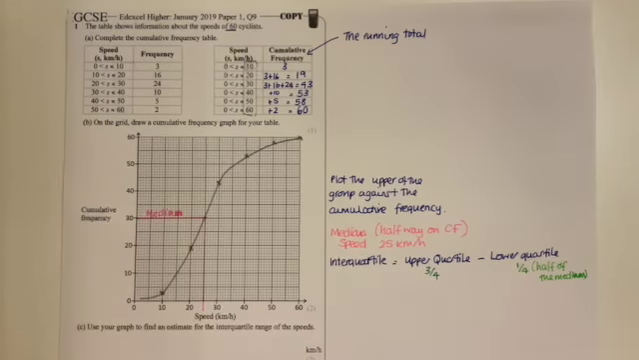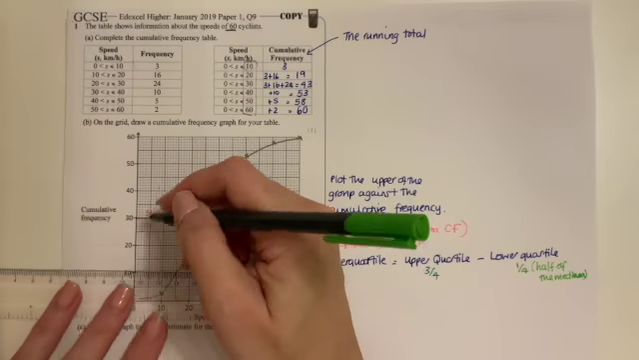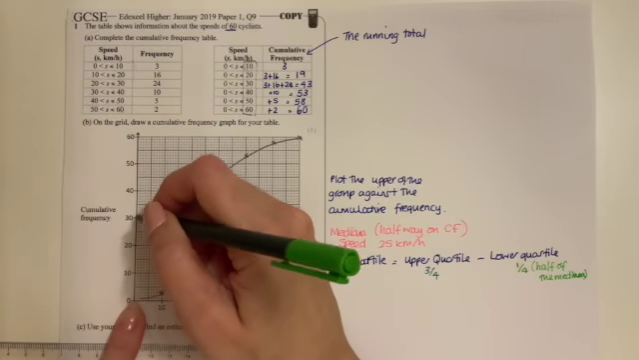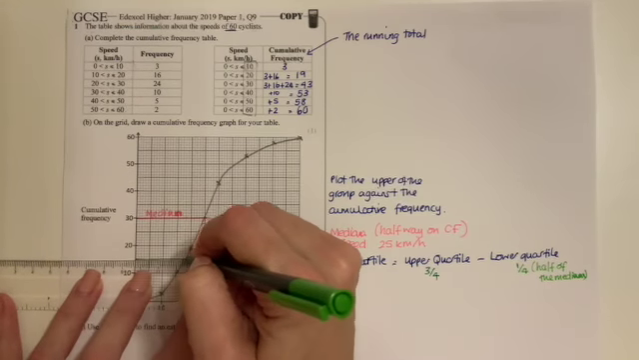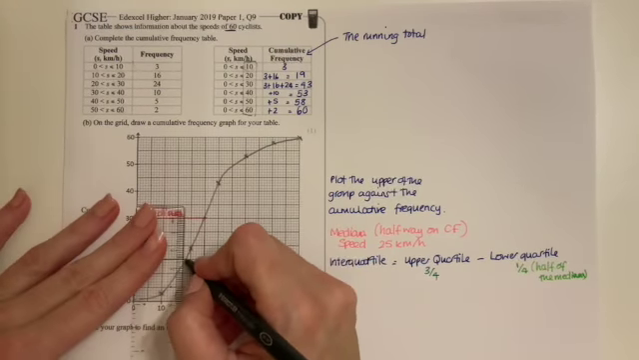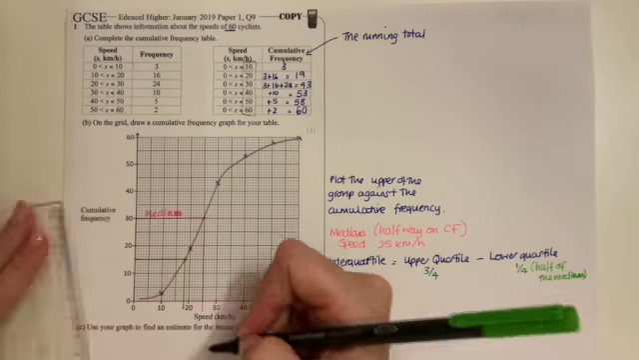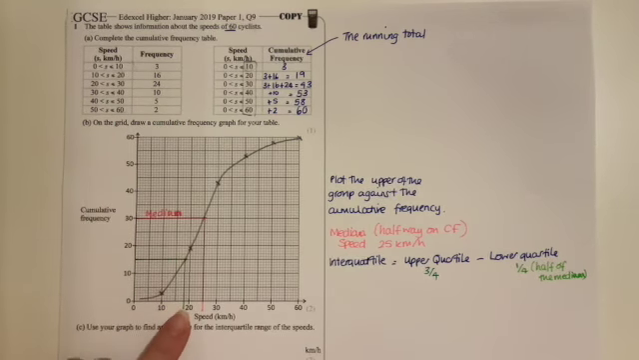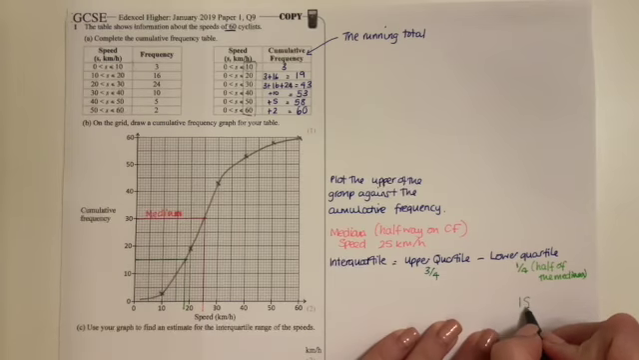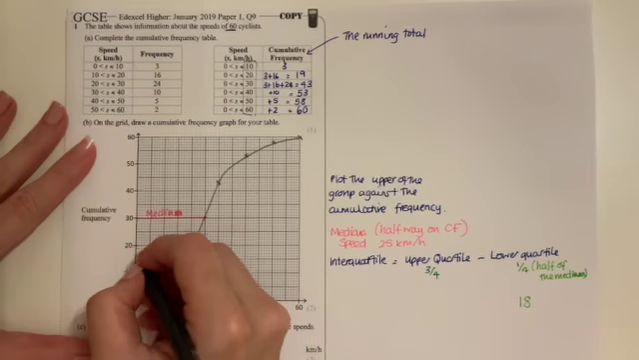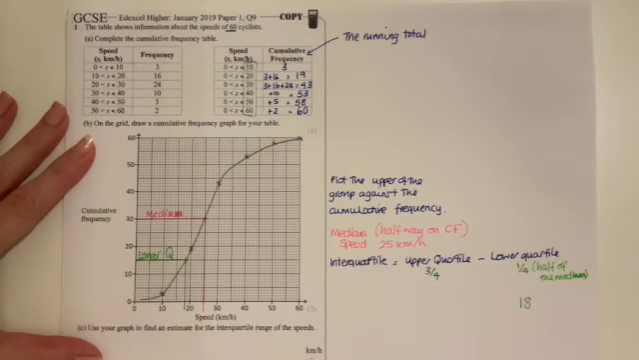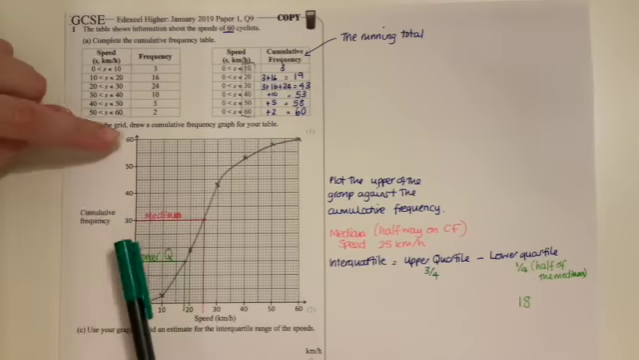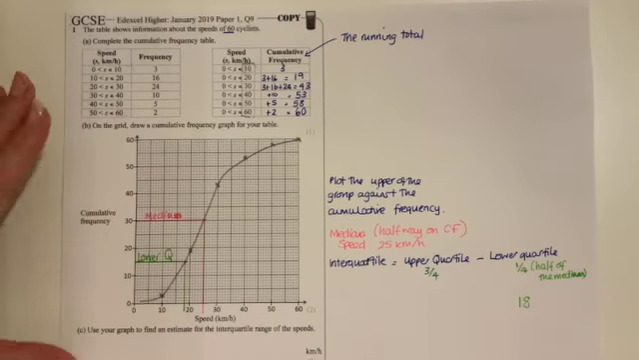Okay, median. So halfway is at 15, because it's between 0 and 30. So I go across, and then I read down again. Okay, so my lower quartile is 18. So this is my lower Q. Okay, the upper quartile is halfway between the median and the top.